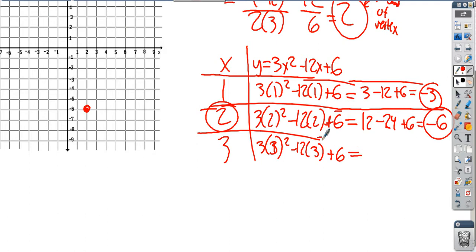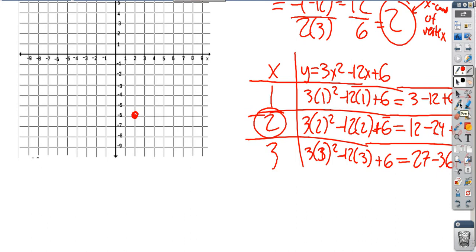This one down here, just to prove that it's the same, 3 times 3 squared. 3 squared is 9, times 3 is 27. Minus 12 times 3, that would be minus 36, and then plus 6. 27 minus 36 is negative 9. Negative 9 plus 6 is negative 3. So notice that these are actually the same. So we have points at 1, negative 3, and at 3, negative 3. Here's 1, negative 3, here's 3, negative 3, and then you just connect the dots and you get your parabola that is opening up like we said it should.